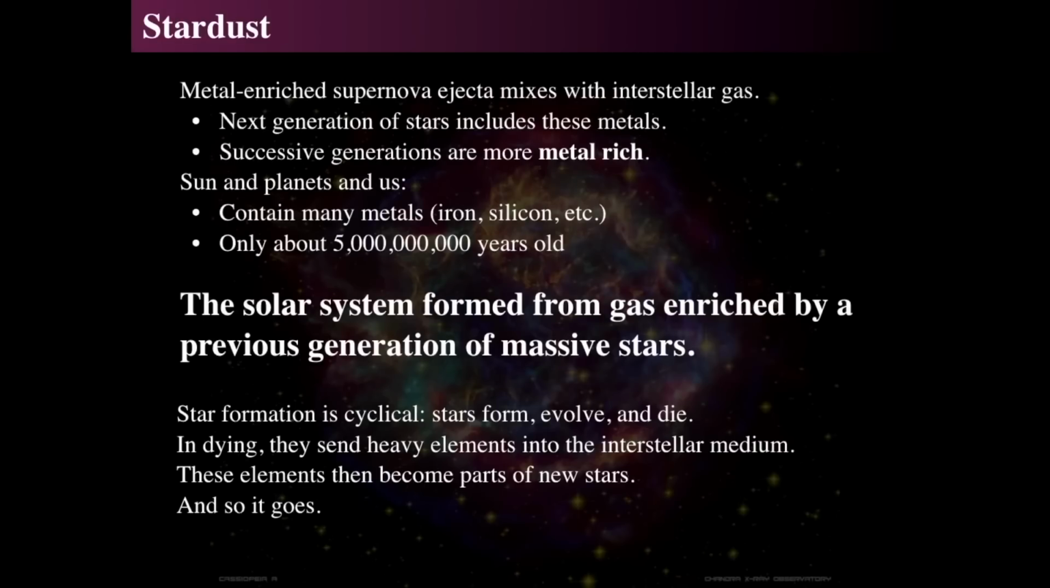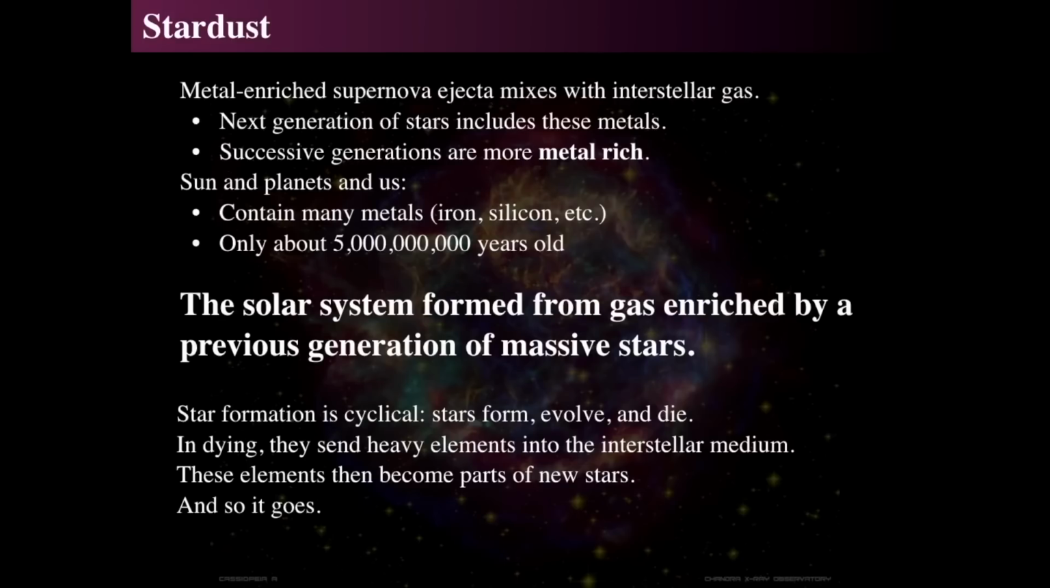So this leads us to the concept of stardust. The metal enriched, and by metals we mean any element heavier than helium, that's what astronomers call metals. Metal enriched supernova material mixes with the interstellar gas, that creates new stars, and becomes part of the new star mix, because stars are almost all hydrogen and helium.